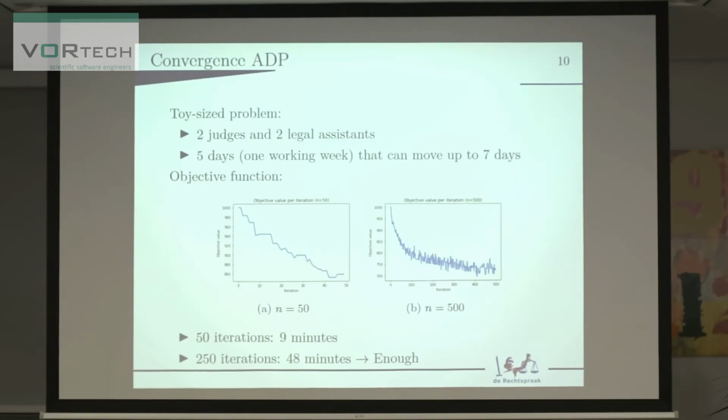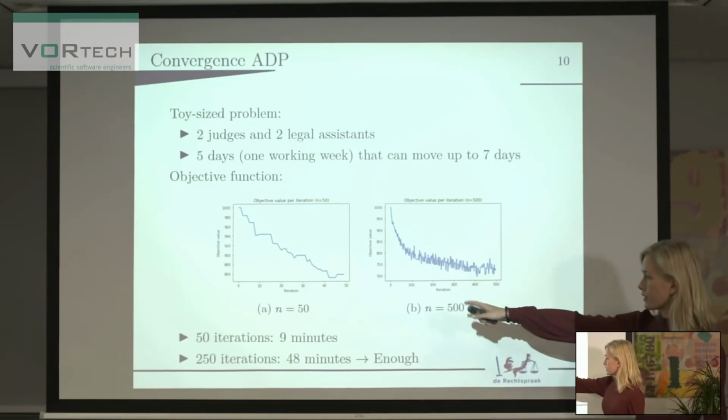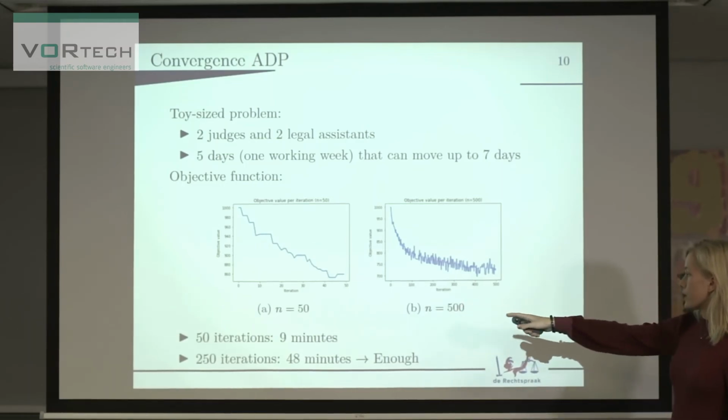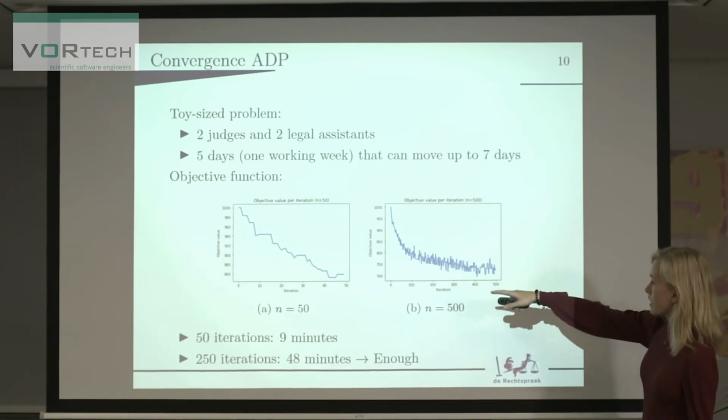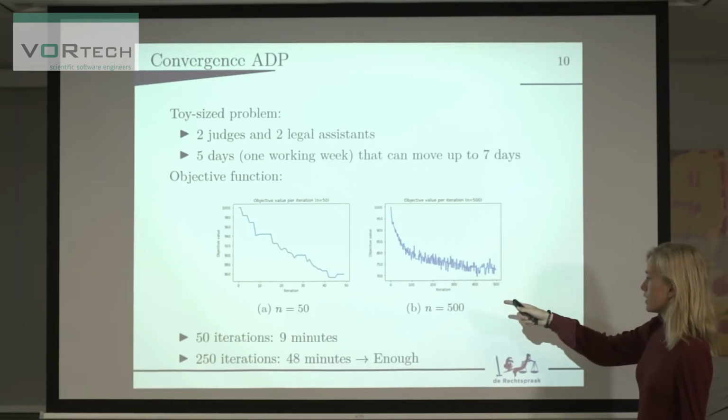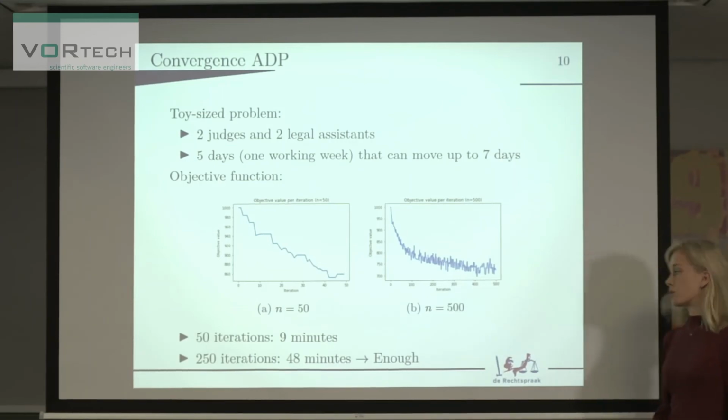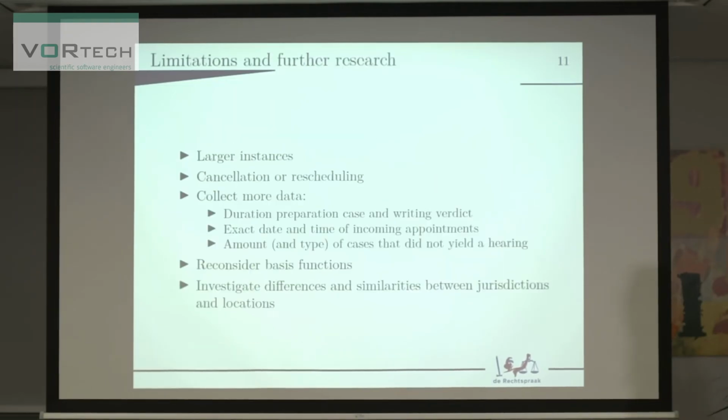And you can see here the objective function on the left for 50 iterations, on the right for 500 iterations. And you see that the objective function really moves, but kind of stabilized around 250 iterations. So that would be enough to solve this toy-sized problem. And that took around 48 minutes. So that was only a toy-sized problem.